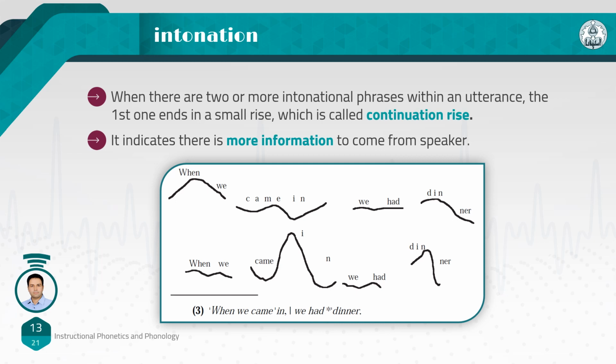The British English speaker for this sentence signals that there is more to come by having a fall on the preposition in after came. When we came in, the last word in the phrase is in, followed by a marked continuation rise. The American speaker does this by prolonging the word in, which starts at the peak of the pitch contour, and making a very large fall followed by a more slight continuation rise.